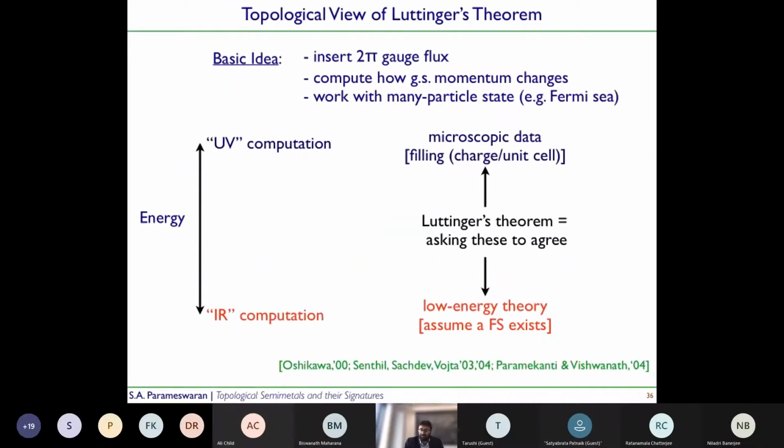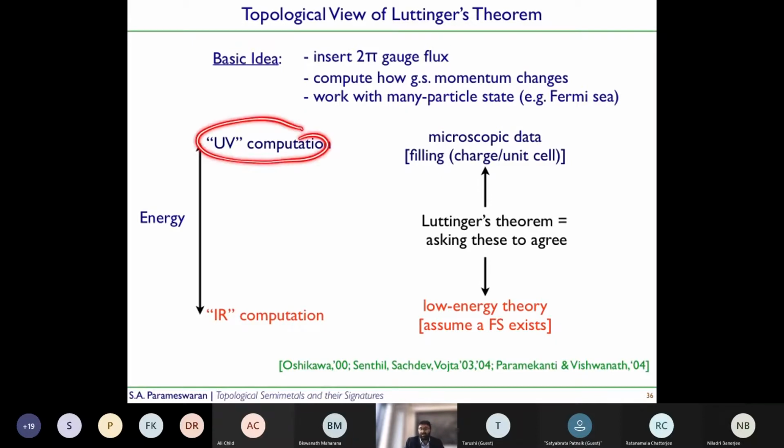So the basic idea to do this is you insert something that's a gauge flux, and so you can do this mathematically. You compute how the ground state momentum changes, and you ask, how does the Fermi surface accommodate that change? So what this does is say, if I have a low energy theory where a Fermi surface exists, and I have some microscopic data, which is the charge per unit cell, I do two calculations of the same quantity. How does the system respond to some change in boundary conditions or some gauge invariant process? And I ask that these two must agree.